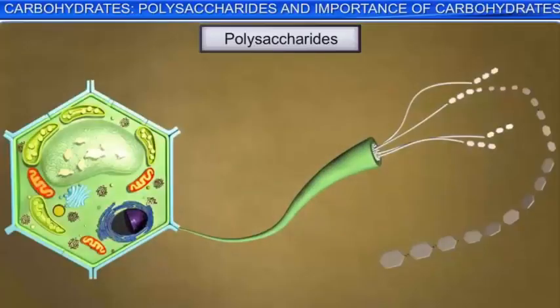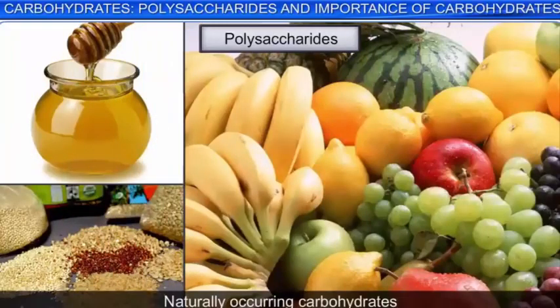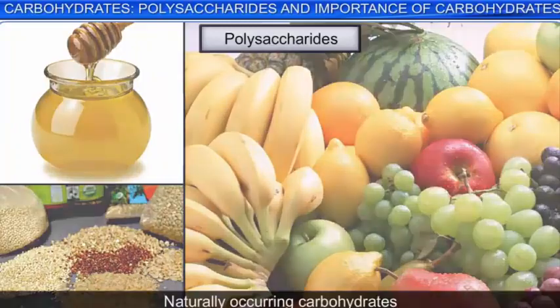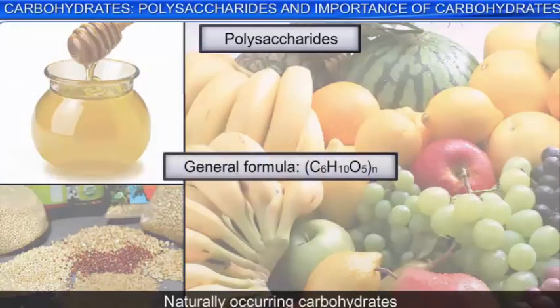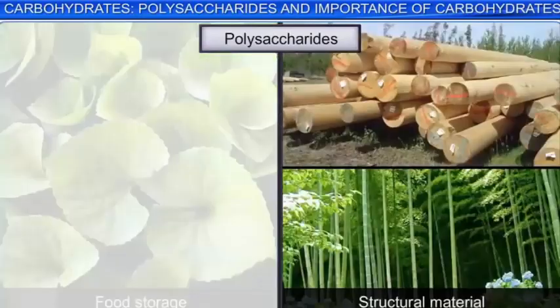Polysaccharides contain many monosaccharide units joined together by glycosidic linkages. Polysaccharides are the most common naturally occurring carbohydrates. A polysaccharide has the general formula (C6H10O5) taken n times. They play important roles in food storage and as structural material.